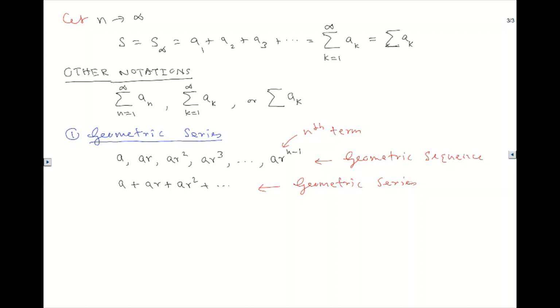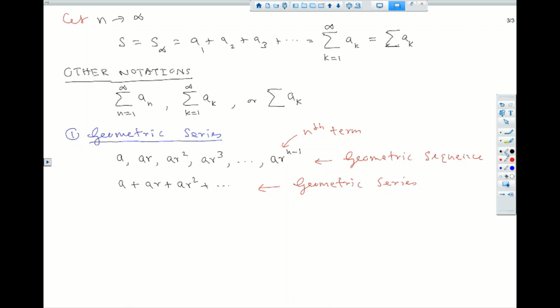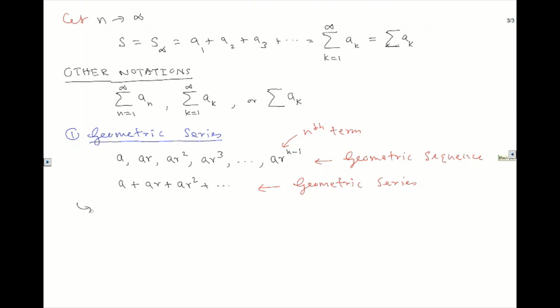If it is finite, we say it converges. So we need to study that and see how we can figure it out. This r has a name. It's called the ratio. And a is what we call the initial term, just the first term.